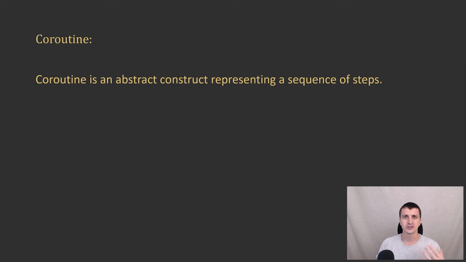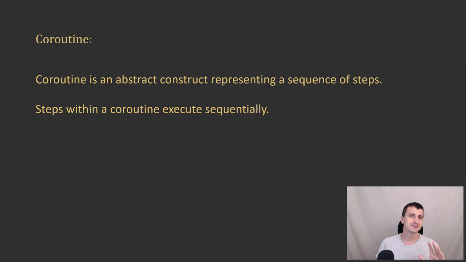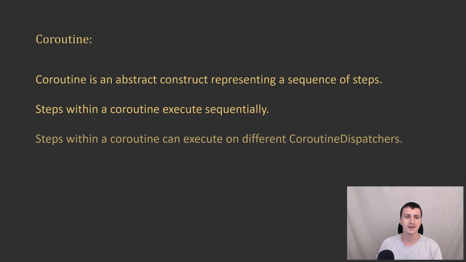And one of the characteristics of this flow is that steps within a coroutine execute sequentially. That's not something special because most of our code executes sequentially. What's special about coroutines is that even though steps within a coroutine execute sequentially, they are not constrained to one single coroutine dispatcher. So basically, steps within a coroutine can execute on different coroutine dispatchers.